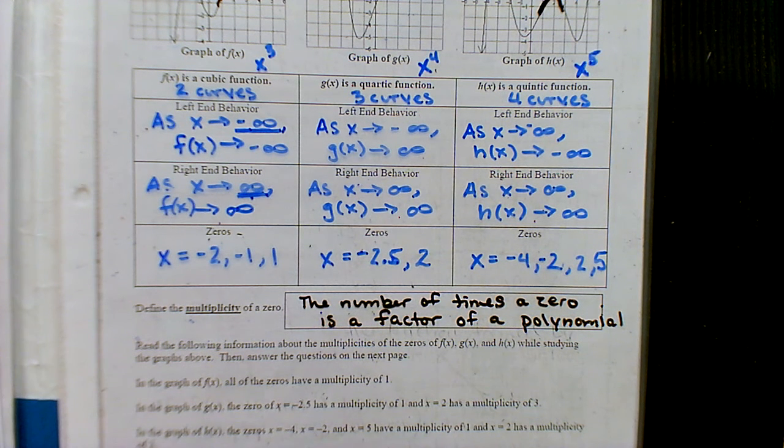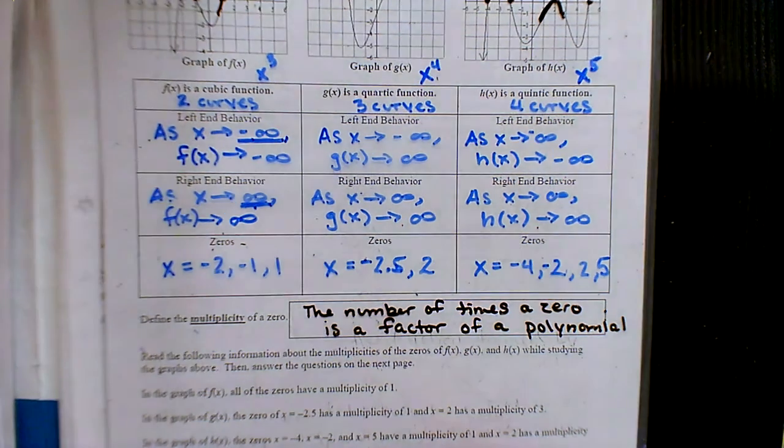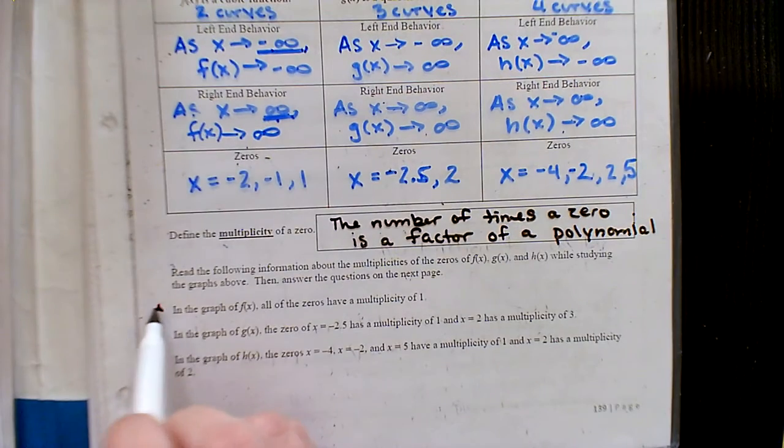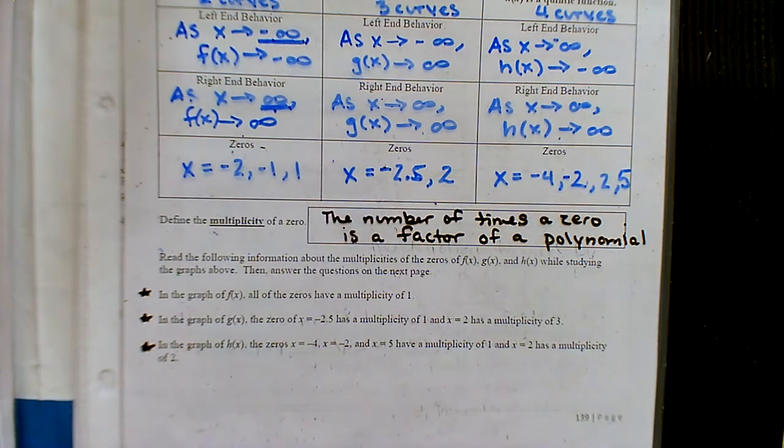So what we're technically looking for here is how many multiples, or how many times, does a zero or a factor show up. So I want you to take a quick second and read these three statements at the bottom of the page. We're going to draw a connection between the type of x-intercept we have and the multiplicity it has. How many times is it a factor?